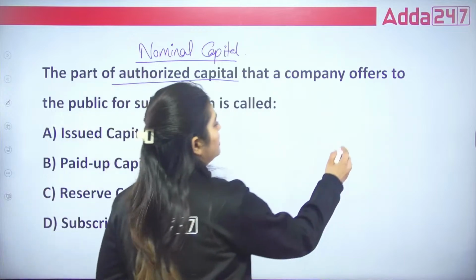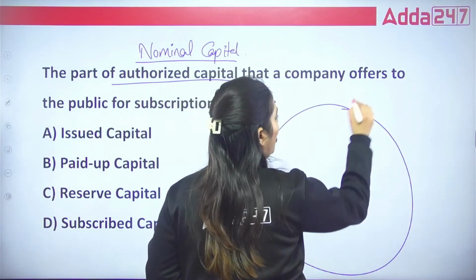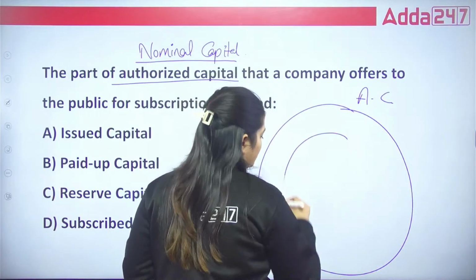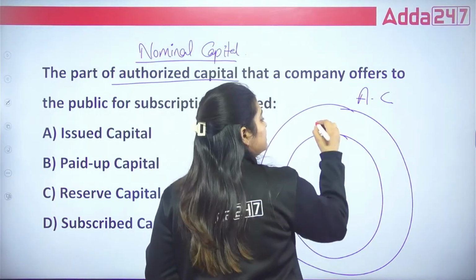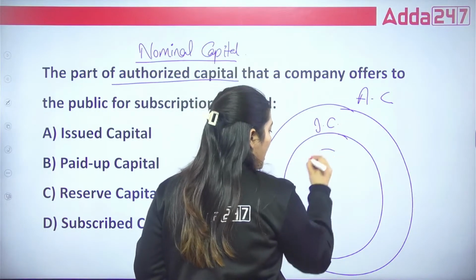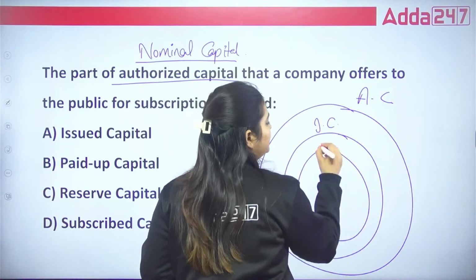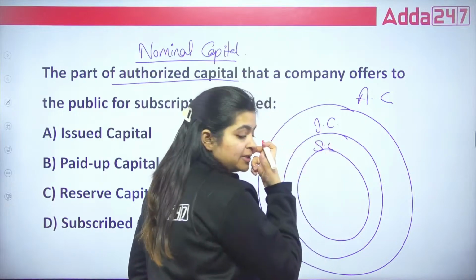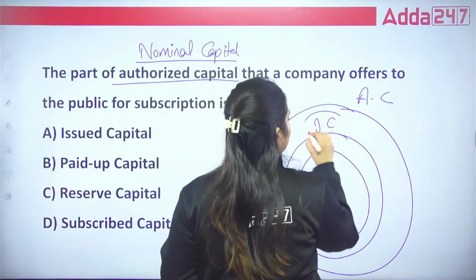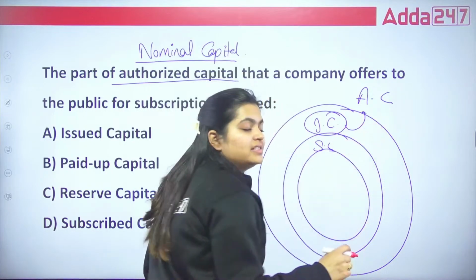So, one, we have authorized capital, correct? From this authorized capital, what you are issuing to public, that is your issued capital, correct? And from this, how much public they are subscribing, that is your subscribed capital. So, always remember, your issued capital cannot exceed your authorized capital.